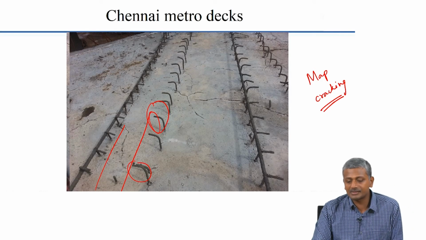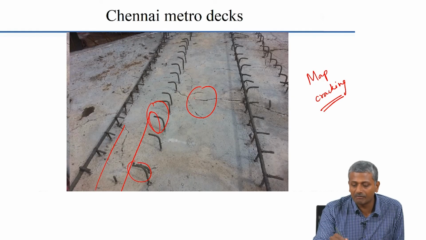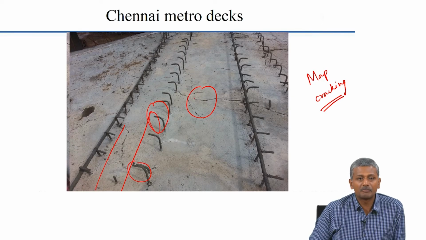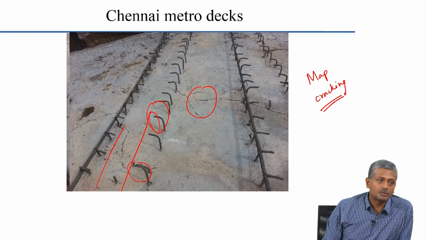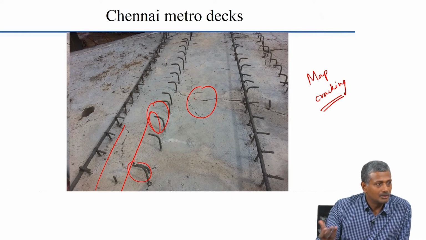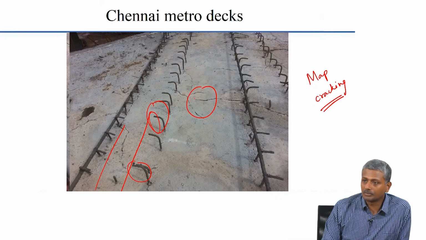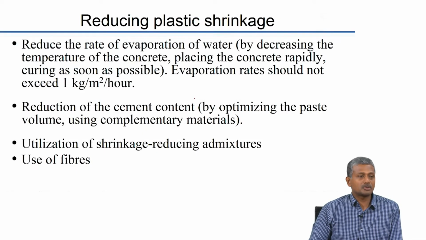You can again see there are several cracks here. Some of them have become very wide, which is what caused the entry of water through these cracks, leaching of the lime, and then it was detected at the bottom. So, of course, reduction of the rate of evaporation of water is very important.